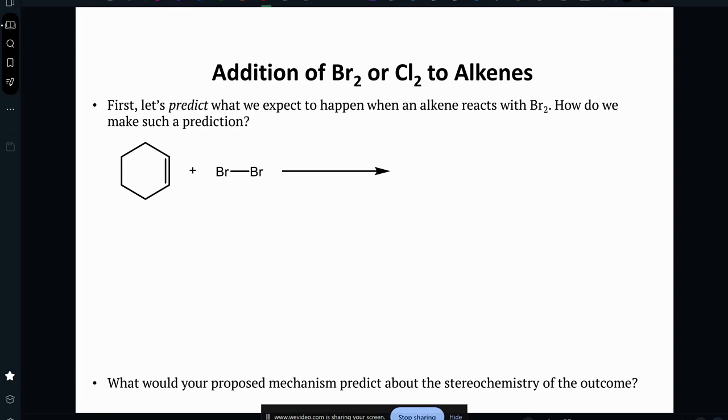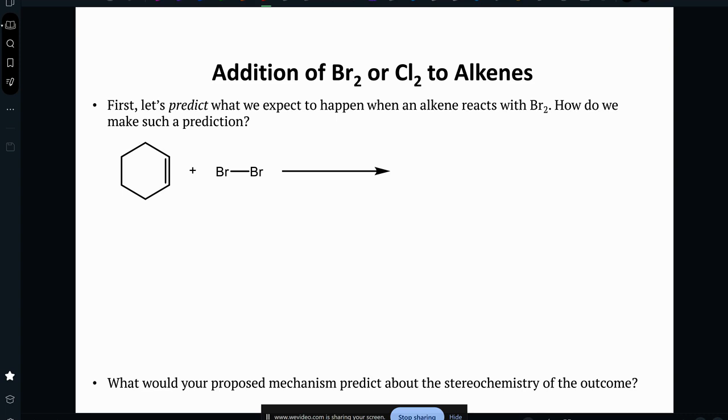Okay, to dive into module 17, now we're going to look at some more addition reactions of alkenes. But these are going to be a little different in that they won't go through a carbocation intermediate. Okay, this should be a quick module. A lot of the same things that we talked about in module 16 will apply here, but the mechanism is going to look a little different.